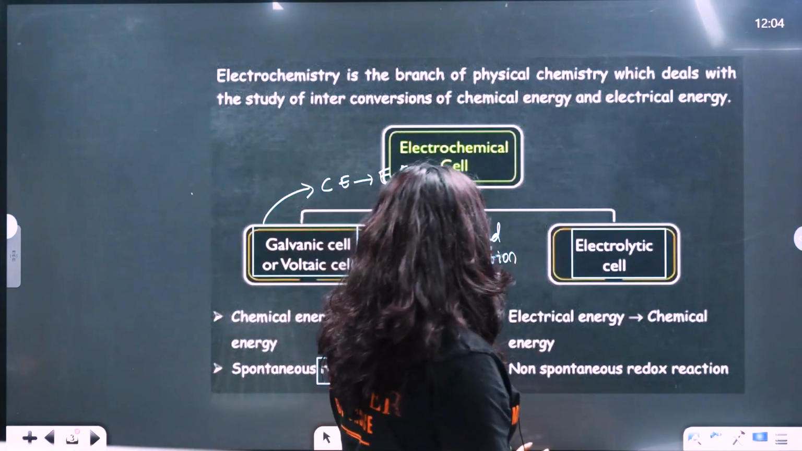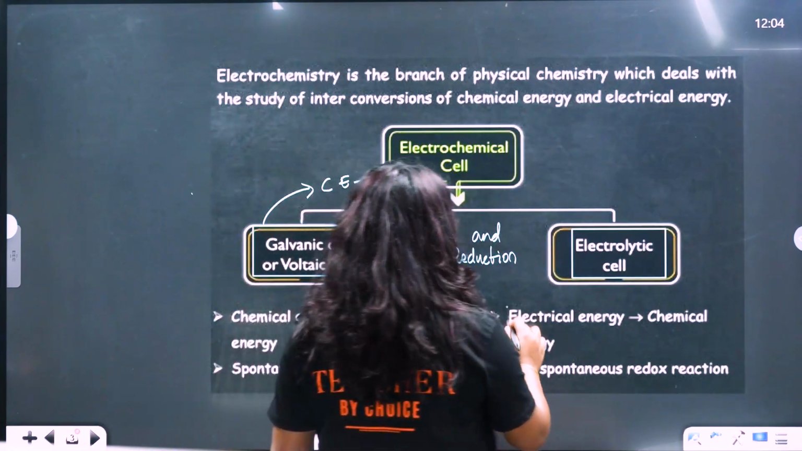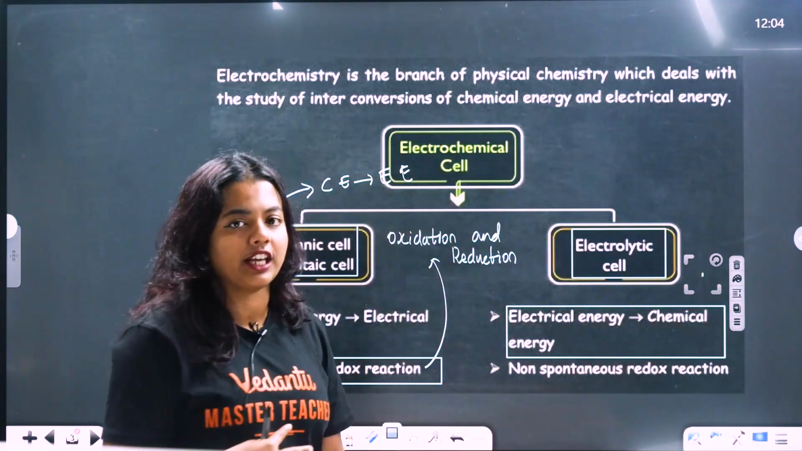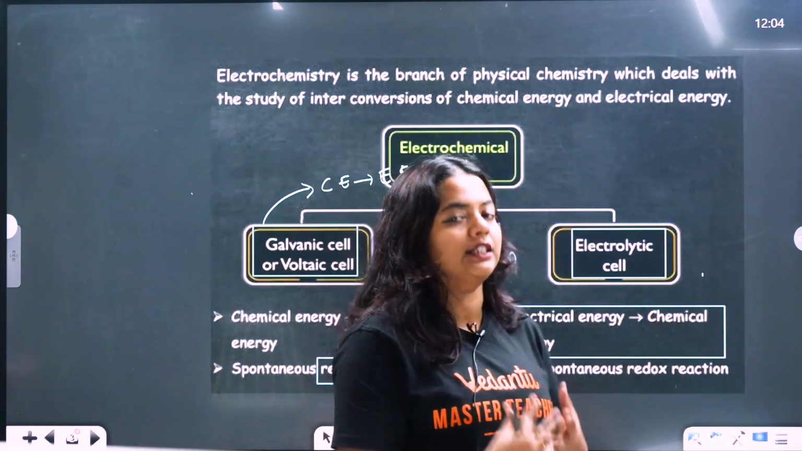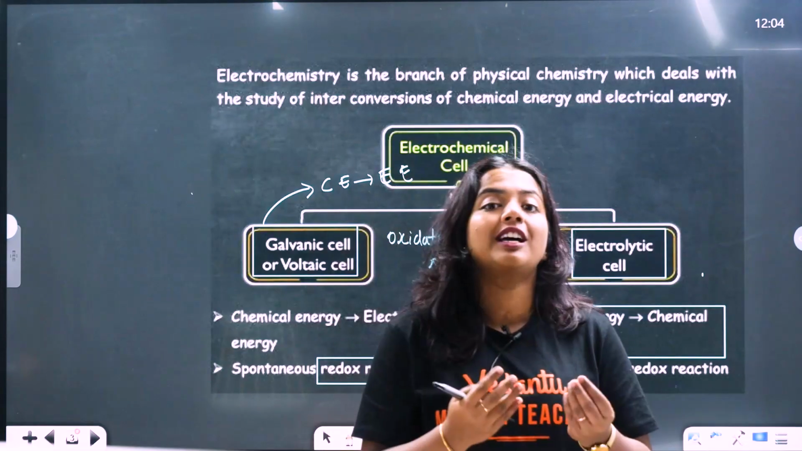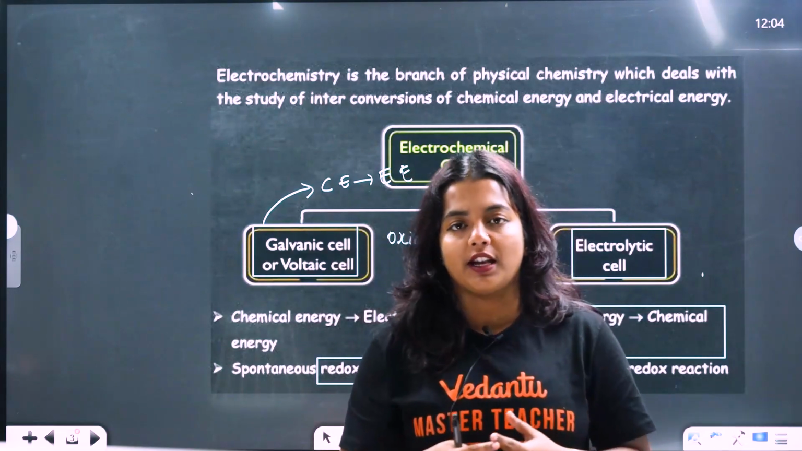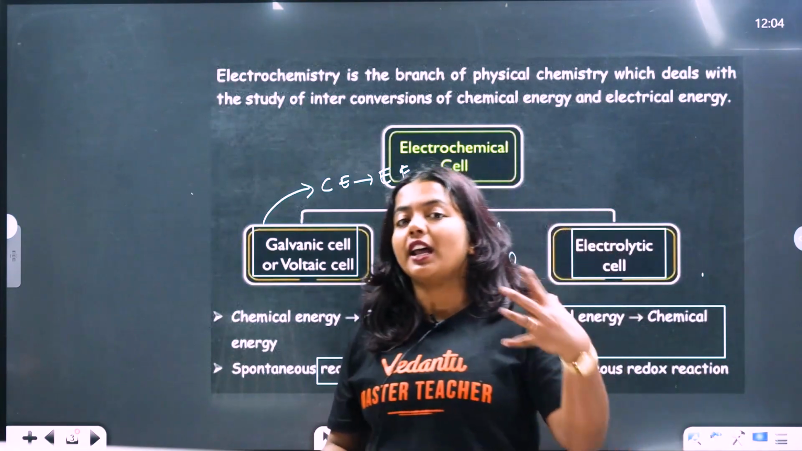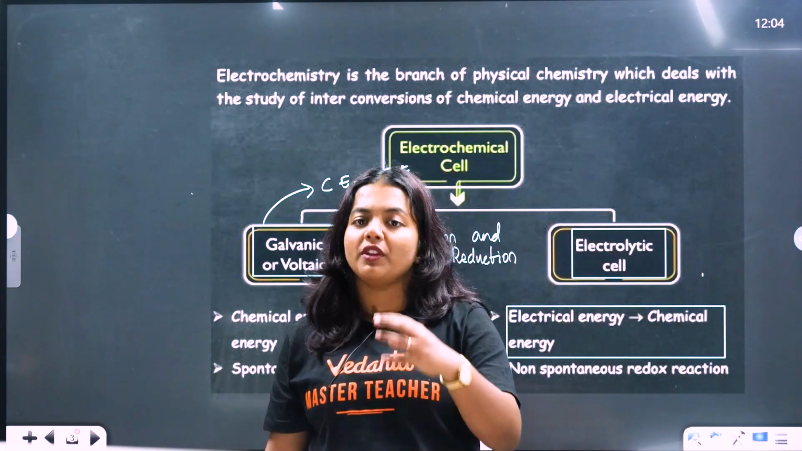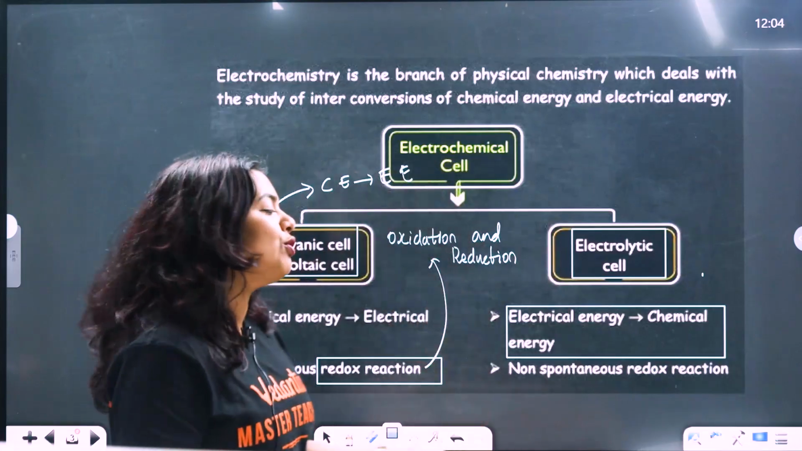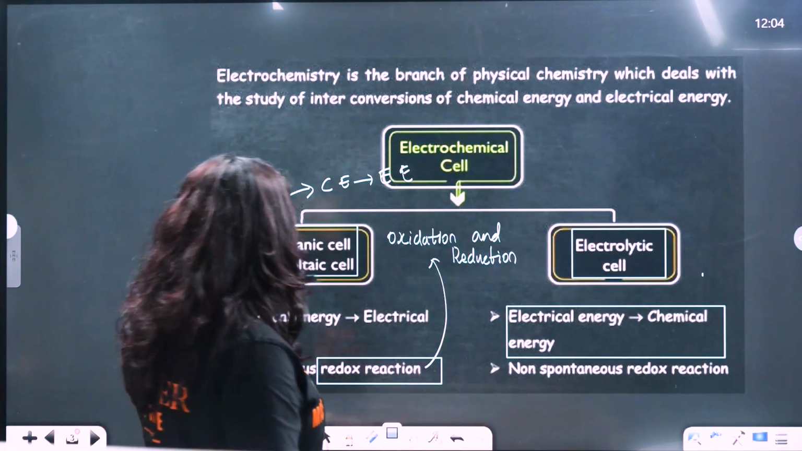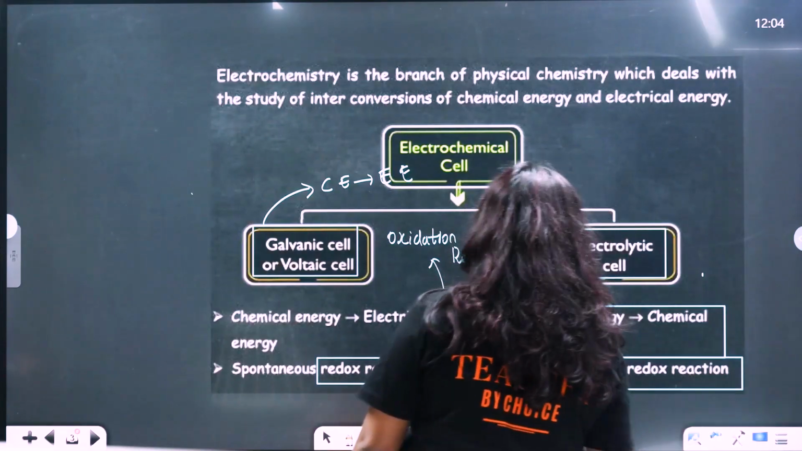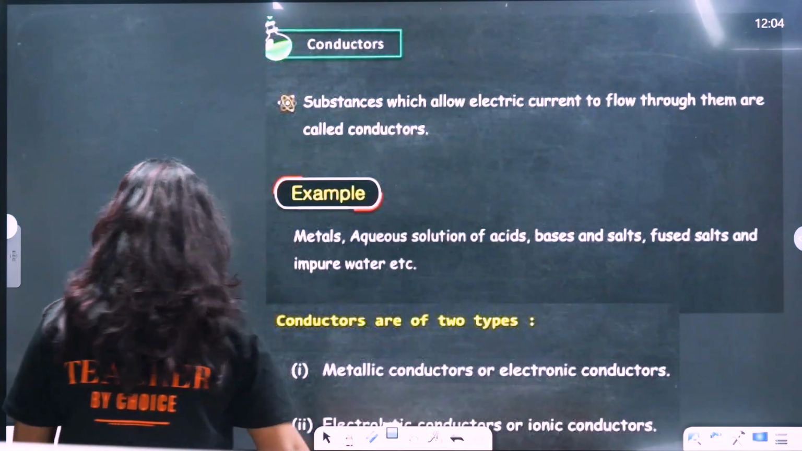Now electrolytic cells use electrical energy. See, they are completely opposite. Electrical energy to chemical energy. In electrolytic cells we are using the electricity and forming some chemical energy, or chemical reactions are undergoing. Galvanic cells, voltaic cells, we are actually using some chemical energy to produce electricity. That is a galvanic cell. In electrolytic cells it's a non-spontaneous redox reaction. One is a spontaneous one, next one is the non-spontaneous one.